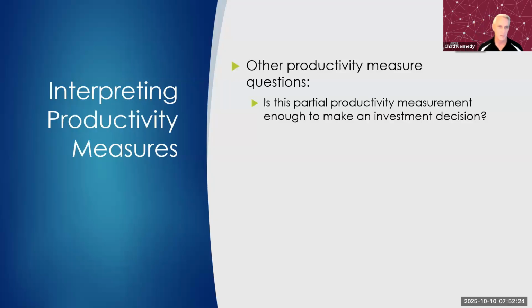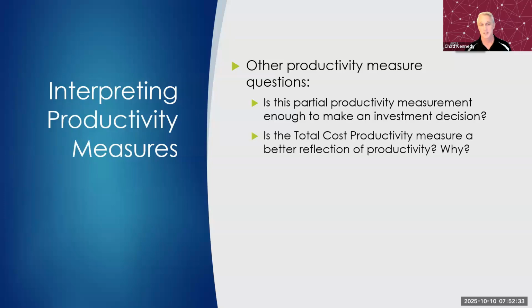So there's other questions we have to ask. Is a partial productivity measurement enough to make an investment decision? Probably not. You probably need a couple of other things. Look at some ROIs, do some financial calculations as well. Is the total cost productivity measure a better reflection of productivity versus partial productivity? Probably in general, yes, because we're actually looking at multiple factors. But we don't always have all the information for total cost. Sometimes we can only do a partial because that's all that we have information on.